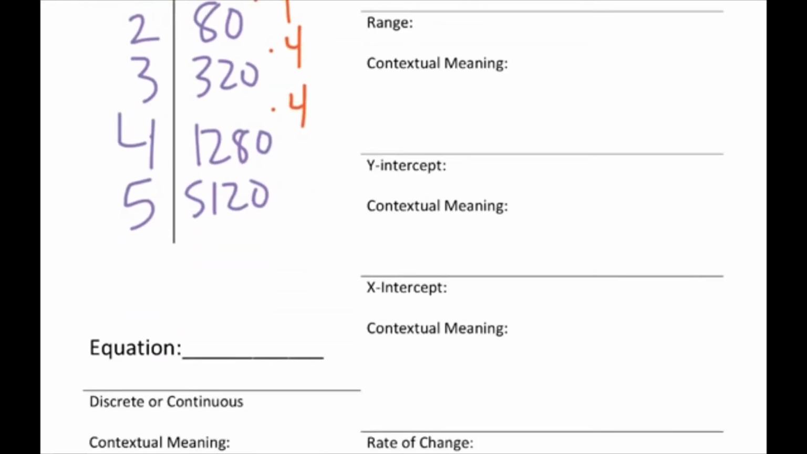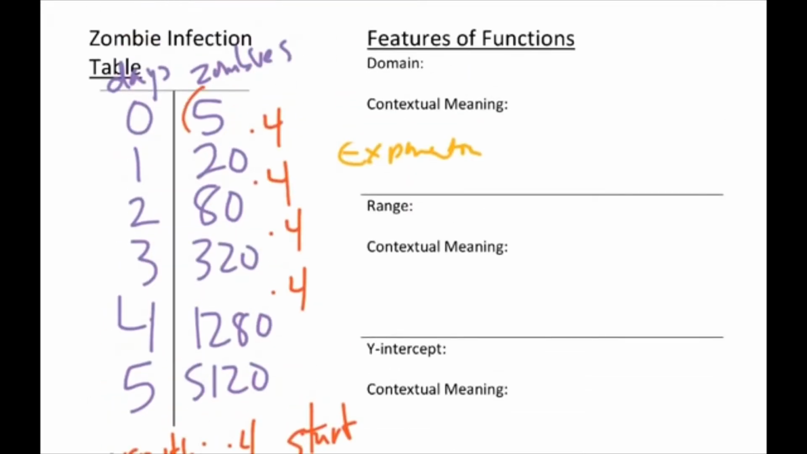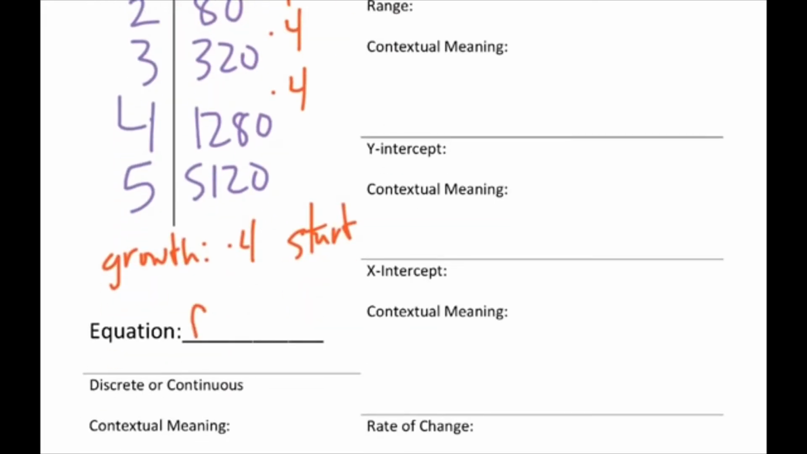So remember, for our equations, we need to know our growth, which mine is timesing by 4, and where we start, which for me was at 5 zombies, right? We look at the 0 days, we go to the 5 zombies, that's where we're going to start. And then I go, f of x equals my starting, which was 5. What do I do to 5? I times it by 4. How many times? Repeatedly. So I get f of x equals 5 times 4 to the x. That's my equation.